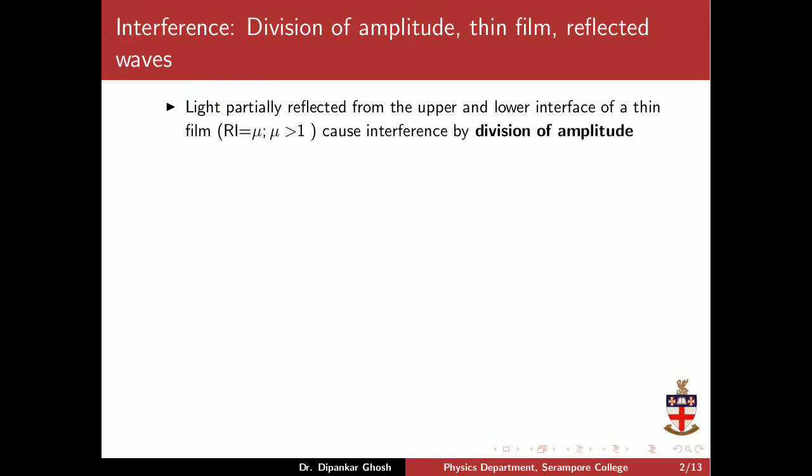Now, we would rather move to interference by division of amplitude, and we will start with the topic of thin film. To be more precise, the reflected waves from thin film. Now, light partially reflected from the upper and lower surfaces interface of a thin film having refractive index mu, when mu is greater than 1, cause interference by division of amplitude. Well, that is not the only case, but this is one of the cases, the case of thin film, where we have interference by division of amplitude.